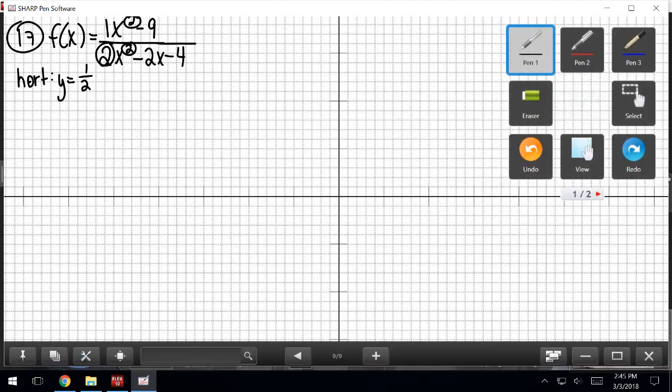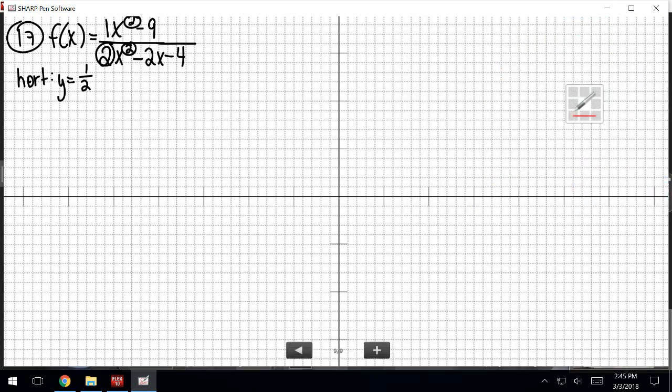All right, so we're going to go on our graph. And 1/2 is right in the middle between 0 and 1, which is kind of hard to keep even, but we're going to do the best we can.